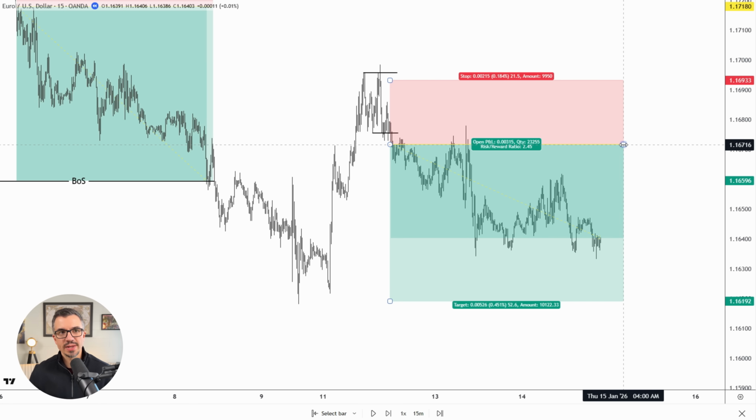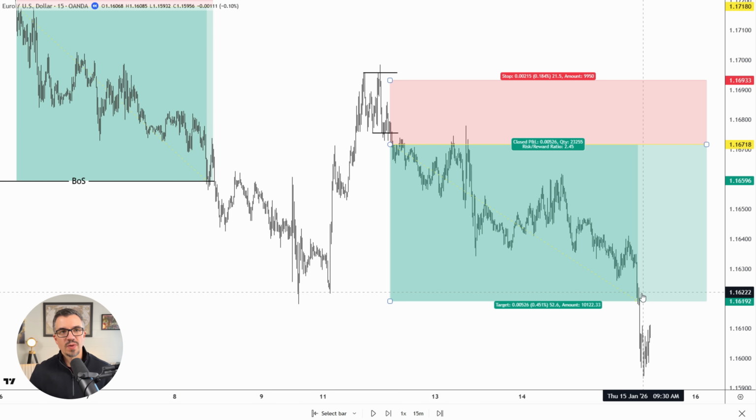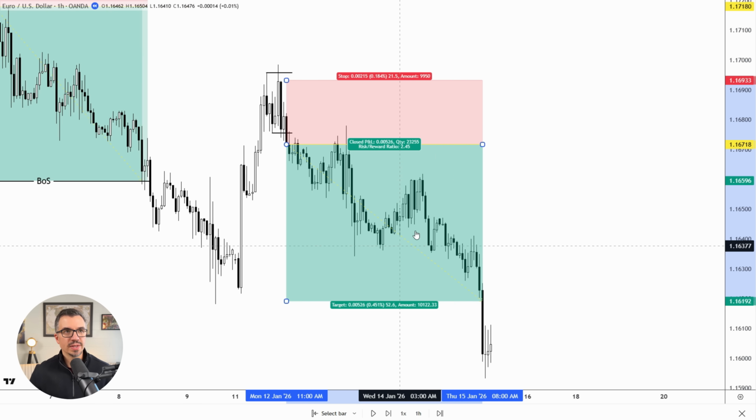Again, this was around the holidays, so keep in mind that the market doesn't always take this long to play out. In this case though, it did. So here we go, right there. Our target's hit. Now in this case, once again, if we move over here, let's take a look at the hourly and see how long this took.